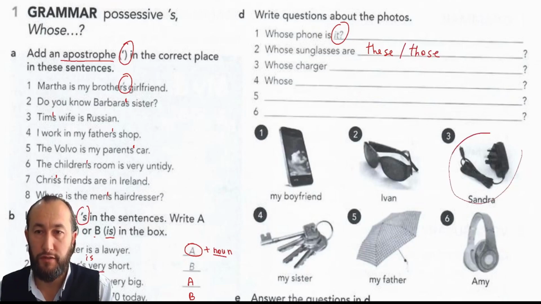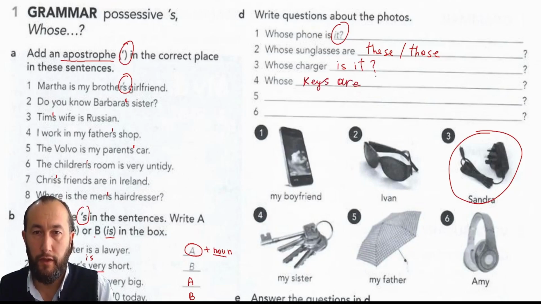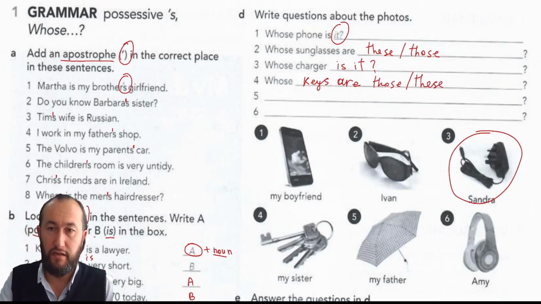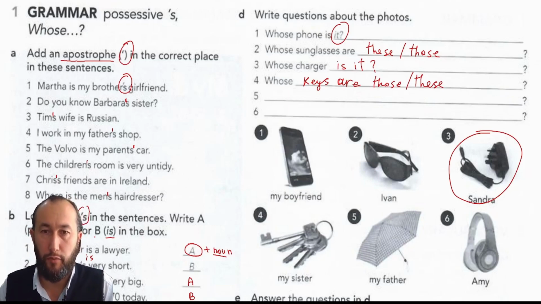And then we got here charger. So it's a singular. Whose charger is it? Okay. Number 4, keys. So whose keys? Plural. So we say are those, or, if it's closer to us, we say these. It doesn't matter. So those for far away object, these for closer object, and for plural.